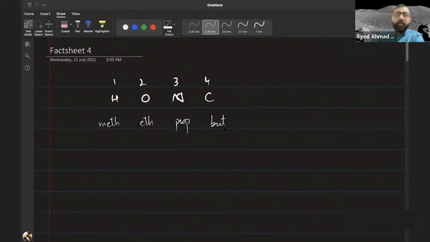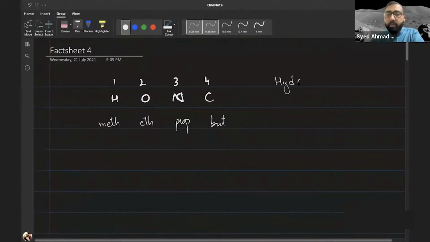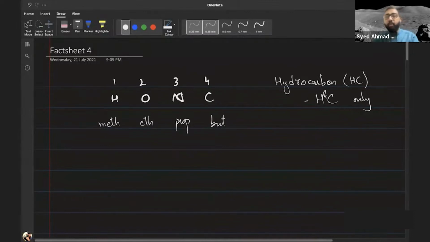So what exactly is a homologous series? In fact, are there any terms that you need to know before we jump into organic chemistry? So yeah, the first term you need to know about is what is hydrocarbon. So hydrocarbon is anything that has just hydrogen and carbon only. And throughout this lecture, I'm going to use the term HC to represent hydrocarbon. Okay, so HC means that you have a hydrocarbon.